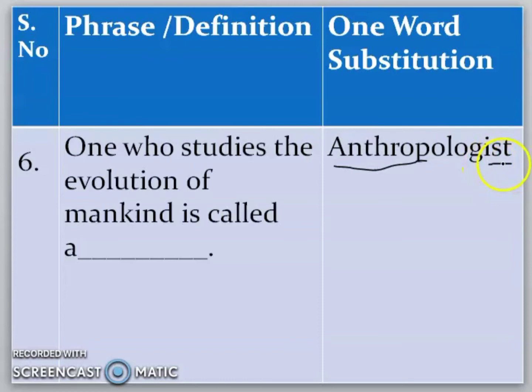Whenever the suffix ist appears in a word, it refers to people or a person who does. Like we have biologist, one who studies bio. We have scientist, people who study science. Cyclist, one who cycles. Dentist, who deals with dental problems. So anthropo, human beings, ist as a suffix, person. So a person who studies the evolution of mankind is called anthropologist, right?